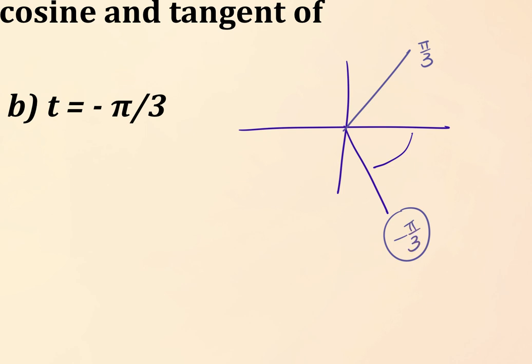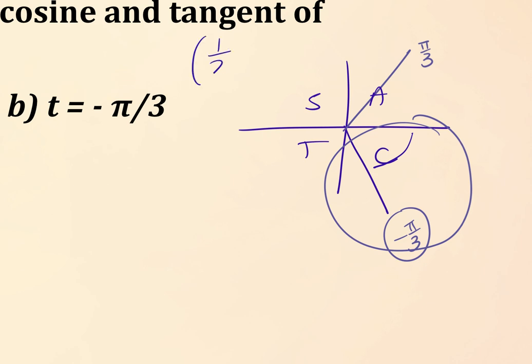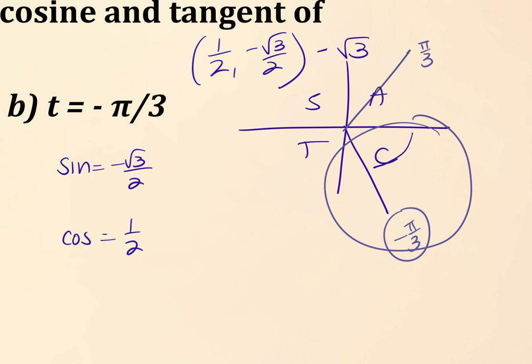So that tells me which quadrant it's in. It's in the 4th quadrant, right? And if All Students Take Calculus, that tells me the cosine is going to be positive. Everything else is going to be negative. And it's pi over 3 again, which means my coordinate point is 1/2, negative root 3 over 2, because I move right and down. And my tangent is negative root 3. So my sine is negative root 3 over 2, cosine is 1/2, and tangent is negative root 3.